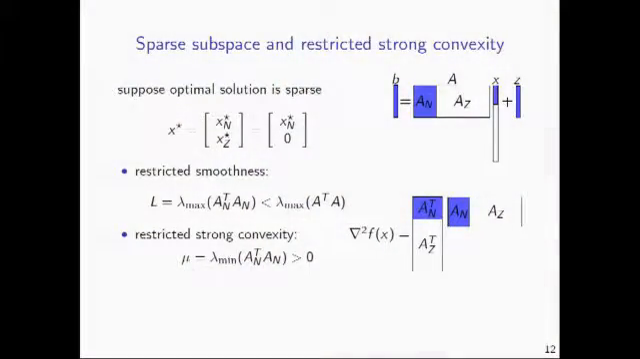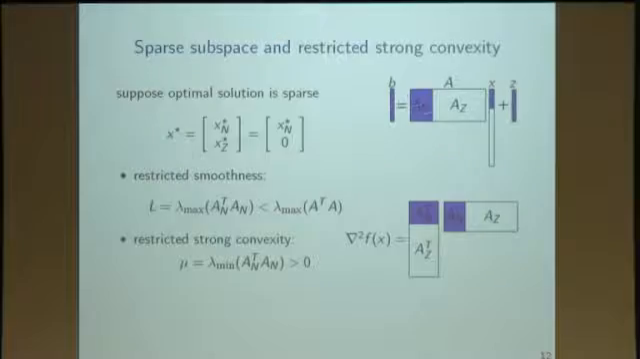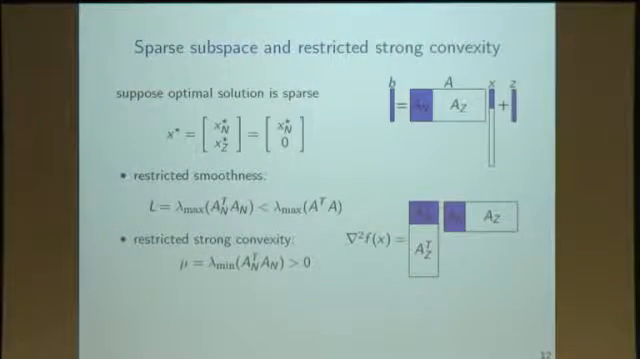Let's look at the reason. Assume your solution is really sparse, and without loss of generality, you can repartition, permute the vector, so that this is the non-zero part, this is the zero part, and this is your matrix as generated. So you can say that only the A_N part is useful, and if you calculate the Hessian, it's like this.